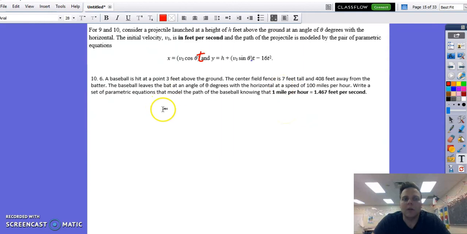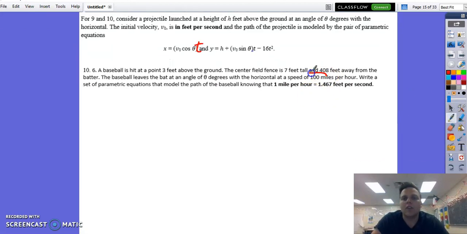All right. Next problem. A baseball is hit at a point 3 feet above the ground. The center field fence is 7 feet tall at 408 feet away from the batter. The baseball leaves the bat at an angle of theta degrees with the horizontal at a speed of 100 miles per hour. Write a set of parametric equations that model the path of the baseball, knowing that 1 mile per hour is 1.467 feet per second. Okay, so first off, we see that my initial velocity is 100, but then they give us this information. They want us to change 100 miles per hour into feet per second. Now, you need to realize that 1 mile per hour is 1.467 feet per second, okay?